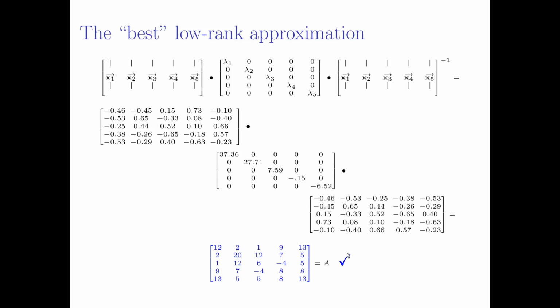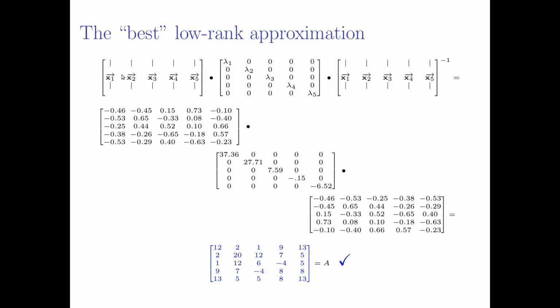That is the spectral theorem in action. Now here's the magic. It turns out that to get a low rank approximation, something that's pretty darn close to what the original matrix was but takes a lot less space, all you do is, wait for it, take some of the eigenvectors, but not all of them.